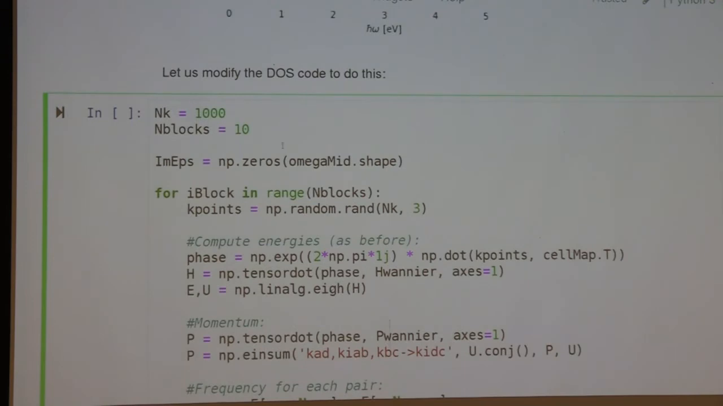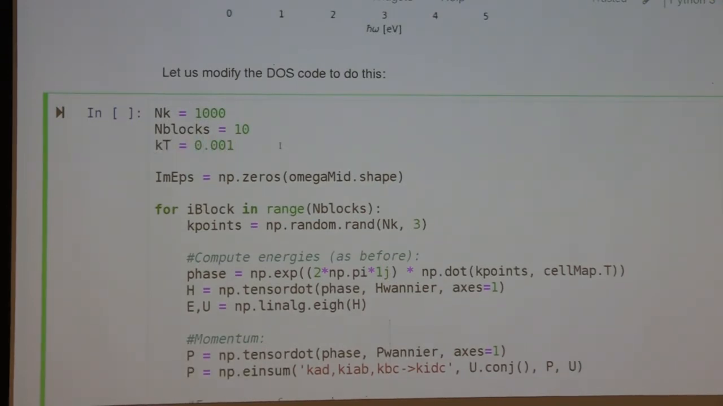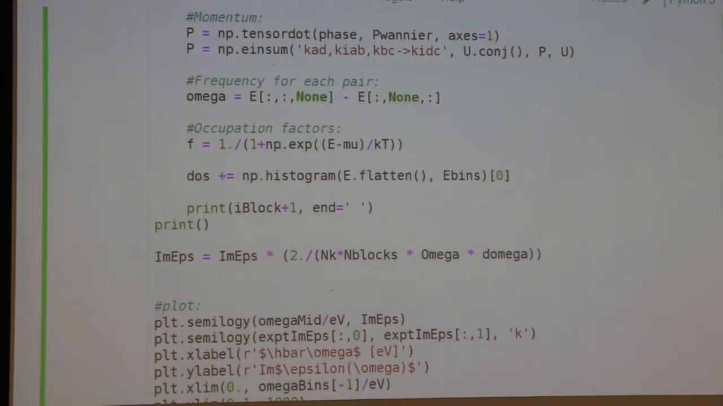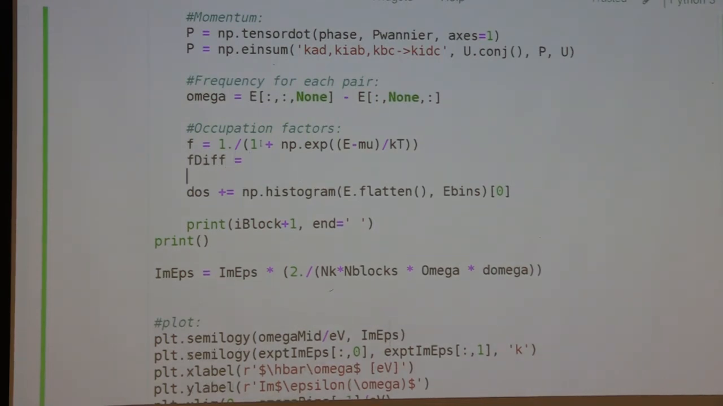Right, and I think I'll put kT equal to 0.001, that corresponds roughly to room temperature in atomic units. Right? So those are my Fermi occupation factors. And then I will calculate the difference between the initial and final state fillings, which is what I had in that expression, in exactly the same way, except that I have it in the opposite order.